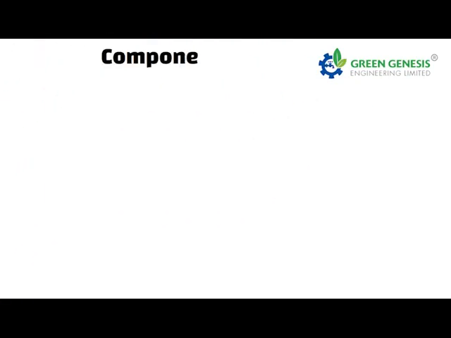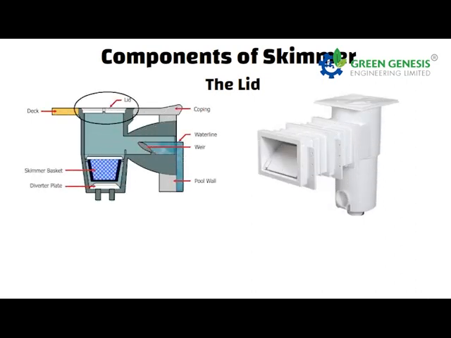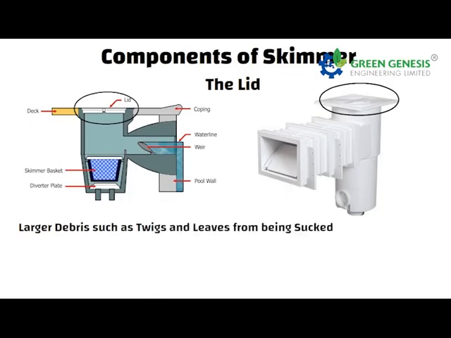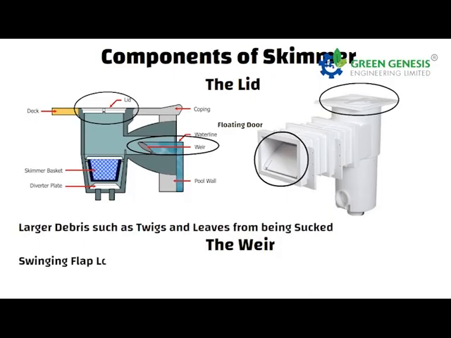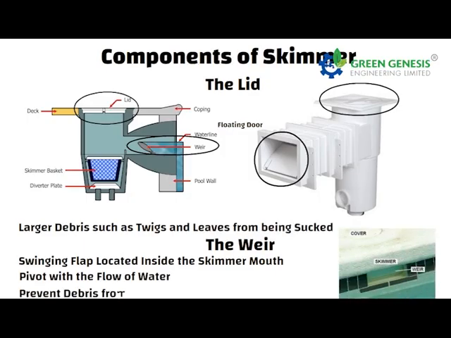Now let us understand components of the skimmer. The lid. It is a visible component of the skimmer and works to keep larger debris such as twigs and leaves from being sucked into the pool's circulation system. The weir. It is called a floating door. It is a swinging flap located inside the skimmer mouth and will pivot with the flow of water. The main purpose of the weir is to prevent the debris from escaping back into the pool.